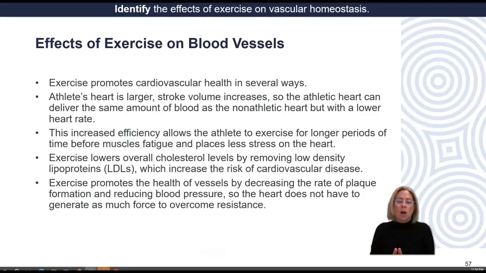Exercise does lower the overall cholesterol levels by removing a very complex mixture of cholesterol and triglycerides called low density lipoproteins. And the removal of this decreases the risk of cardiovascular disease because they are highly associated with that. Exercise also promotes the health of vessels by decreasing the rate of plaque formation and reducing blood pressure. So the heart doesn't have to generate as much force to overcome resistance if you have that plaque forming.